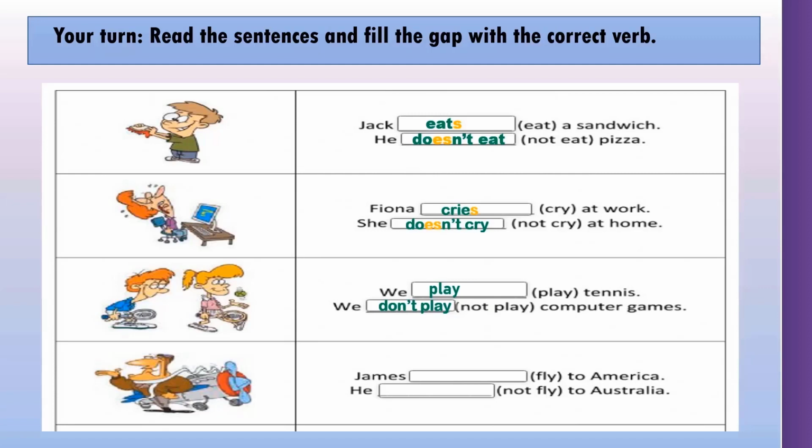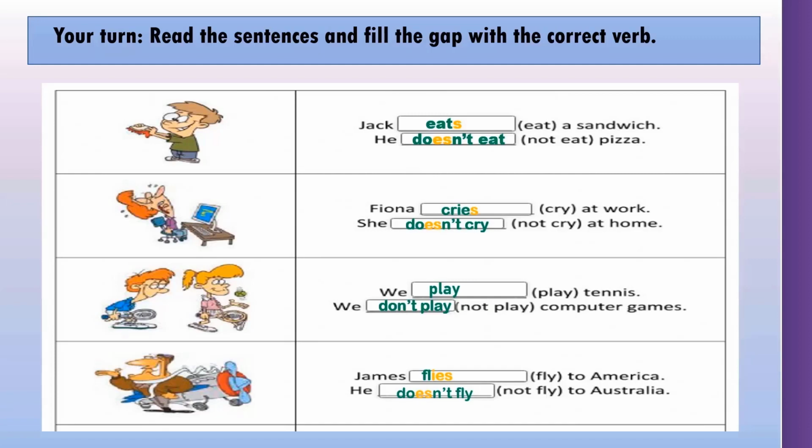So the next one, James. James is third person singular. Okay, so James flies to America. He doesn't fly, okay?